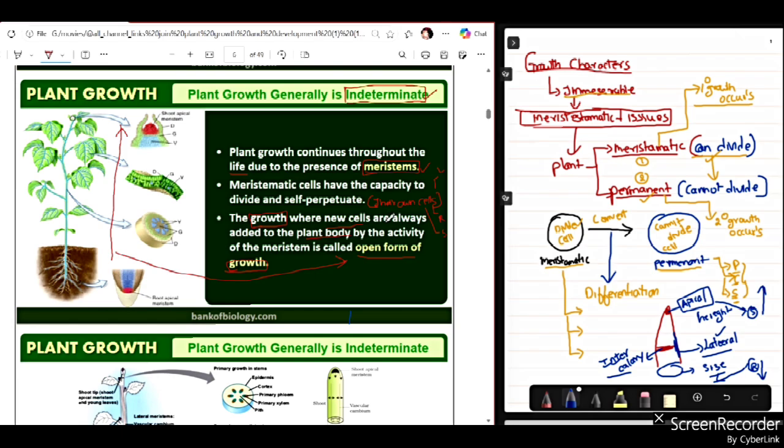And the growth where new cells are always added to the plant by the capacity of the meristem is called open form. So growing of the plant from the root to this much plant is called what? Open form of growth. Okay, right.